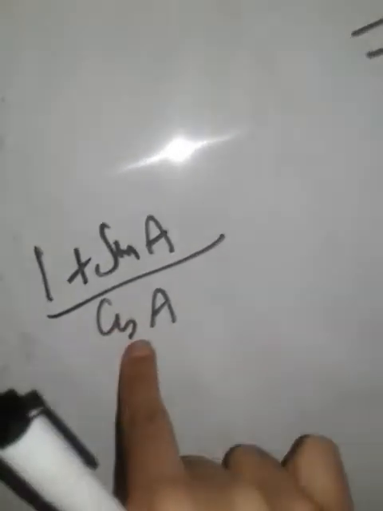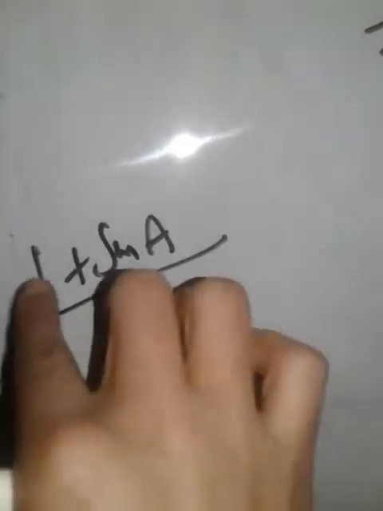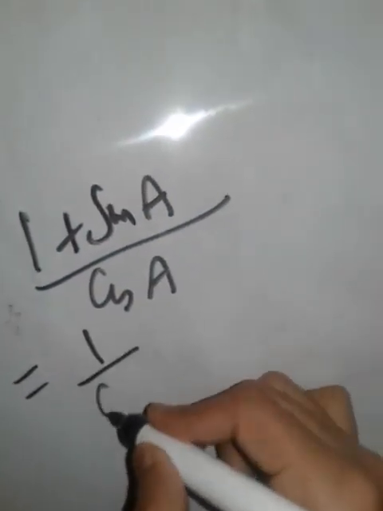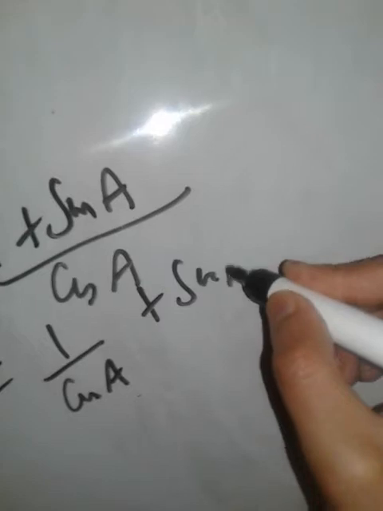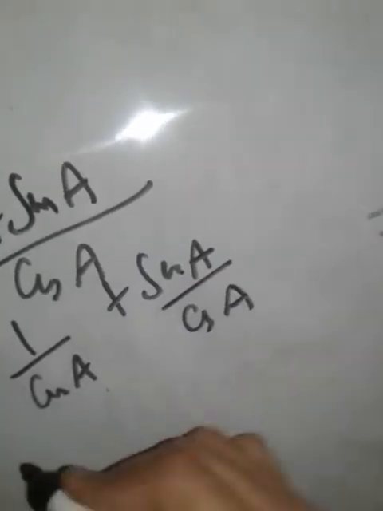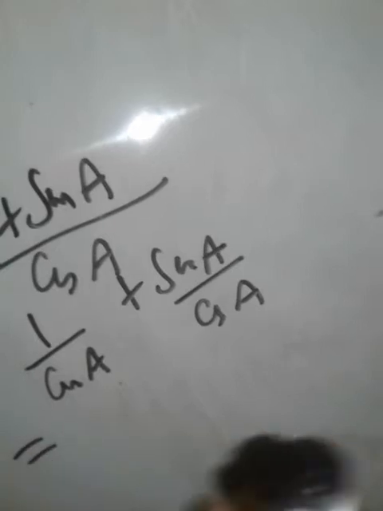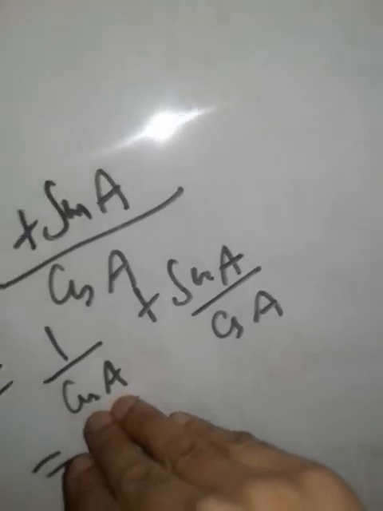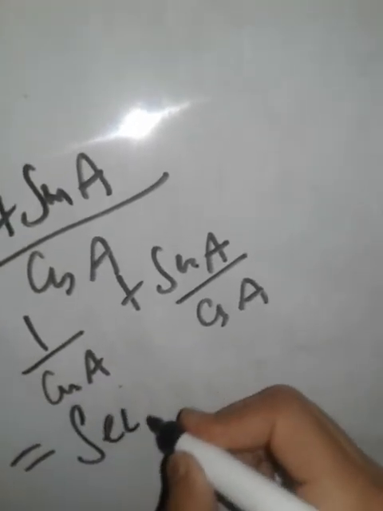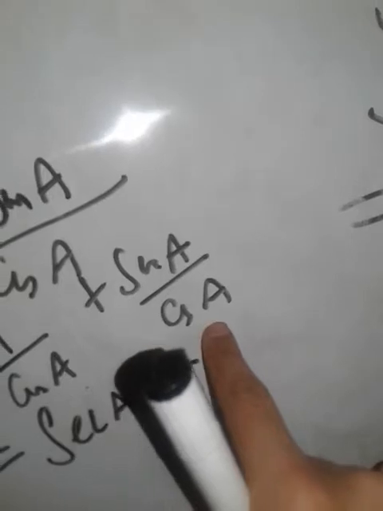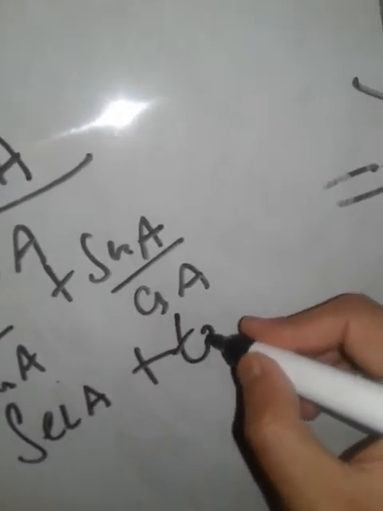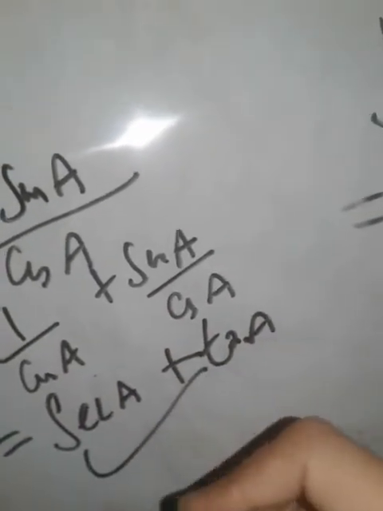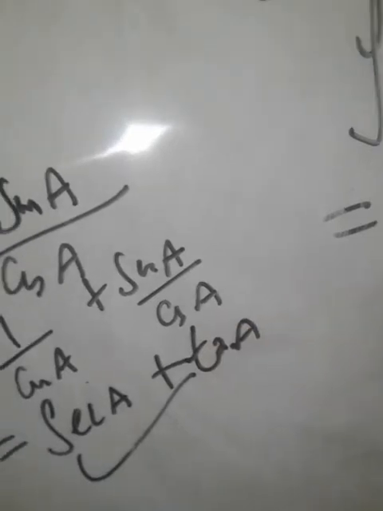Now this cos A divides both quantities, 1 as well as sine A. So we can write it as 1 by cos A plus sine A divided by cos A. What is 1 by cos A? 1 by means reciprocal. What is the reciprocal of cos? This equals sec A plus sine A divided by cos A, which equals tan A. So we are done, we proved what we were supposed to prove. We proved this question. I hope you understand it.